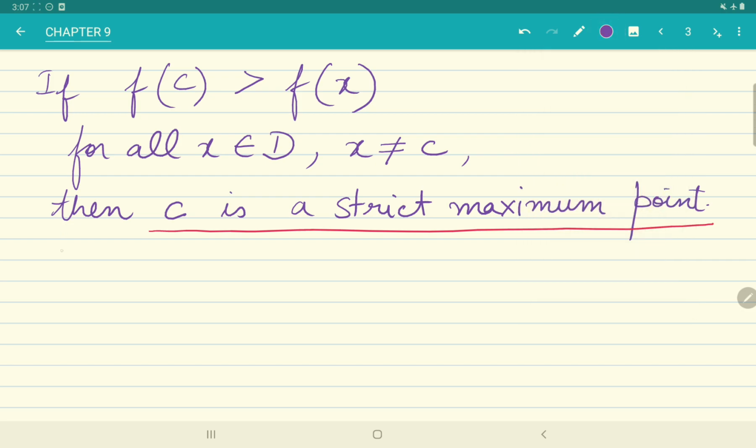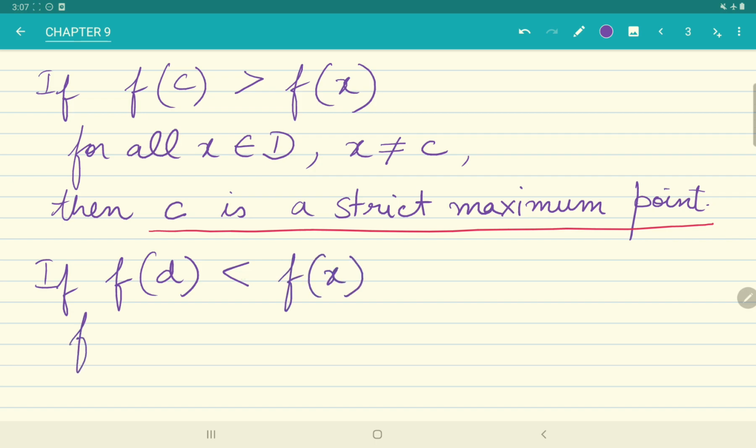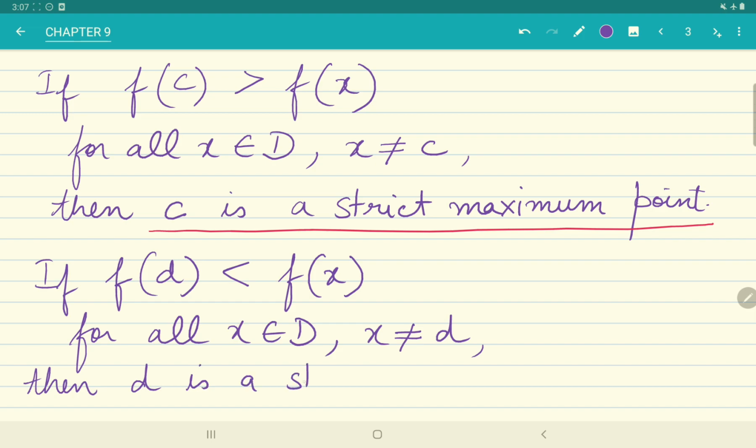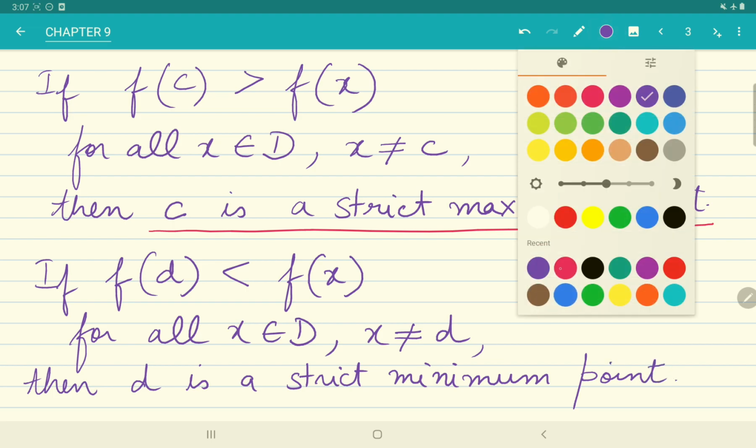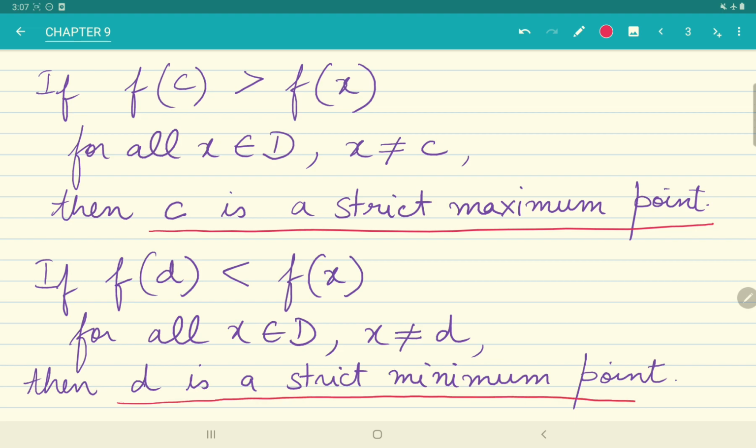On the other hand, if f of d is less than f of x for all x belonging to the domain, x not equal to d, that means if the value of f at d is strictly less than at any other point in the domain, in that case d is a strict minimum point.